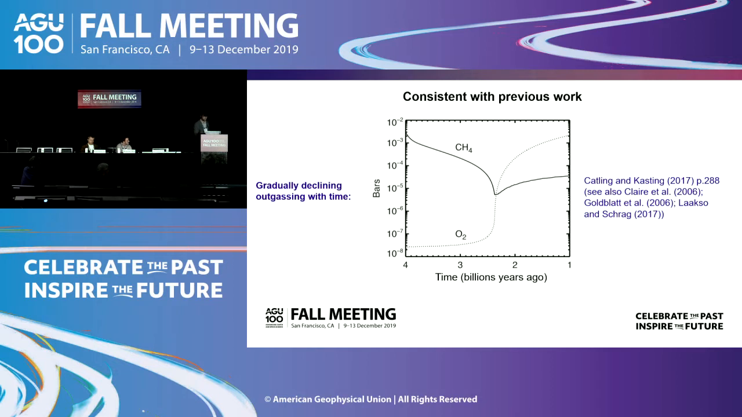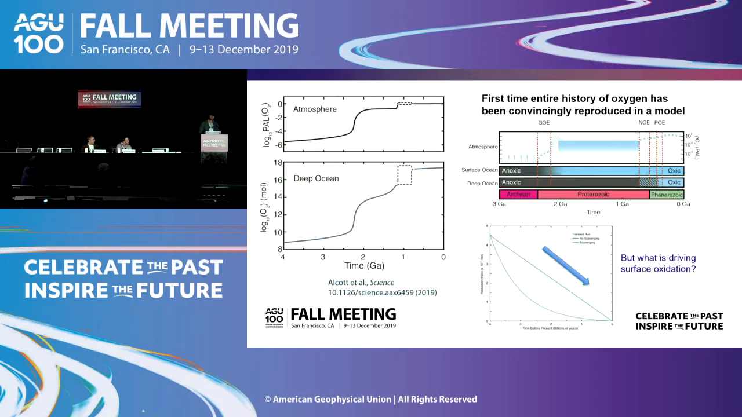But what makes this study unique, I think, is it's the first time that the entire history of oxygen on Earth has been reproduced in a convincing way, without the need for special events along the way. This, of course, still leaves the interesting question: what is driving this gradual surface oxidation? Right? So in this paper, they try out a few possibilities, including this decline in volcanic gases.